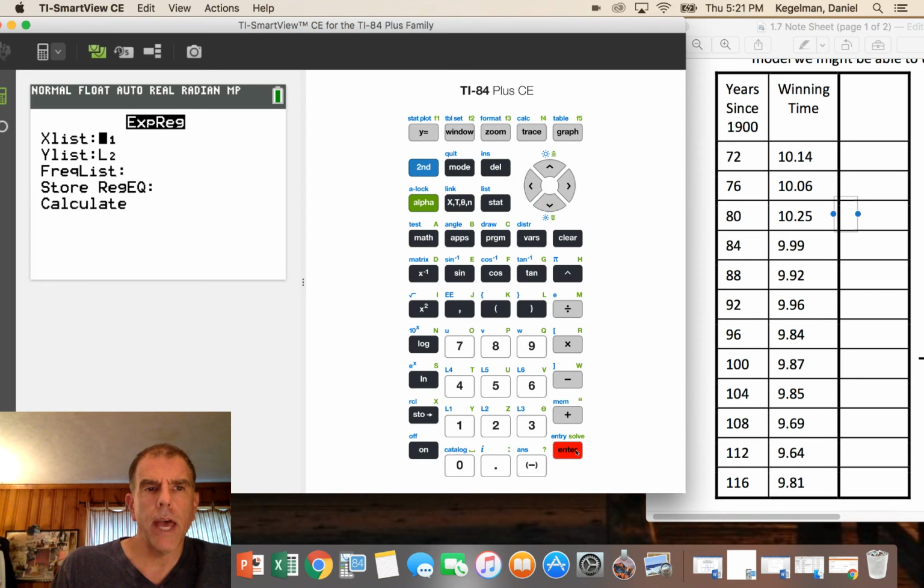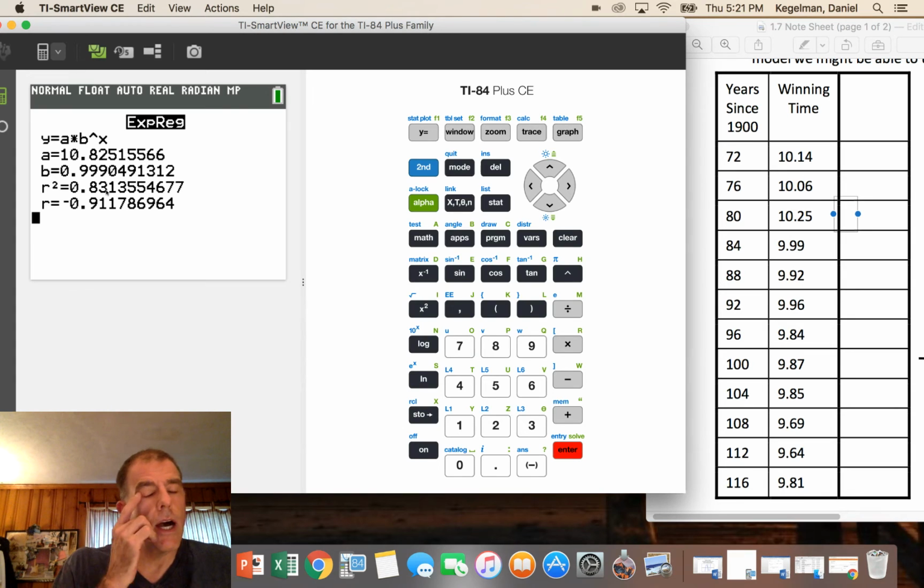So when you choose enter on that, and again, I want to use list 1 and list 2. So I'm just going to hit enter, enter, enter, and calculate. Oops, let's do that again. I hit enter too many times. There we go. And look at this R squared value. Not very different from our linear that we had. It was about 0.83 as well. Notice the template for the equation, though. It's a times b raised to the x power. So our base b is 0.999, which basically means that each year you're getting about 99.9% of the time from the previous year.